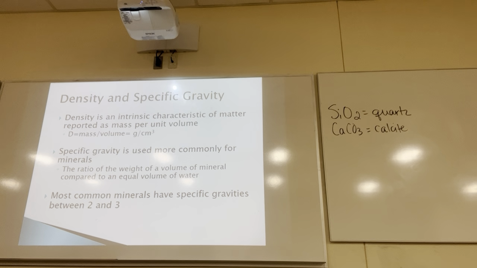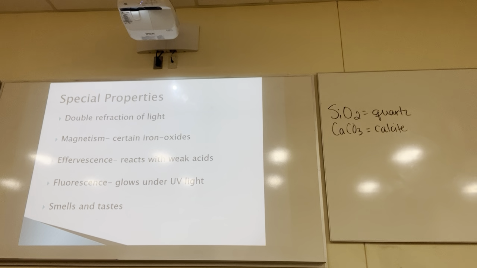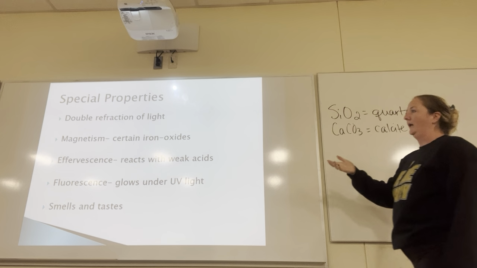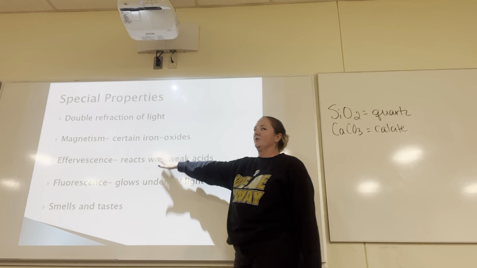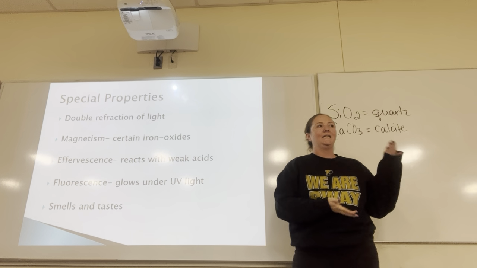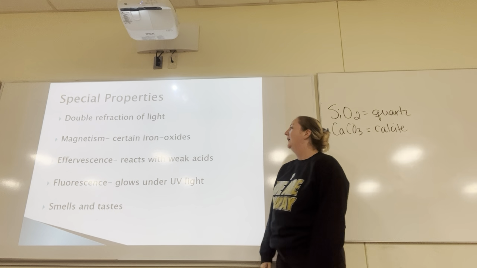Then the last thing is special properties. Like I said, some just have special properties. Calcite has a double refraction of light, so if you were to look through it, you would see an image reflected back twice. Magnetism is found in certain iron oxides, like a mineral called magnetite. It's magnetic because it has a lot of iron in it.